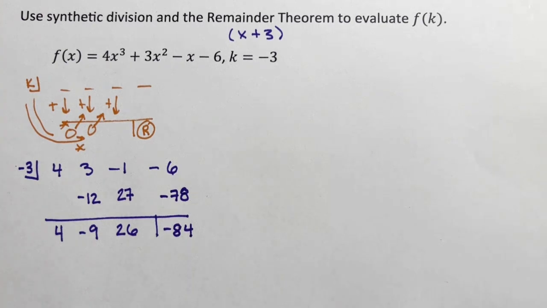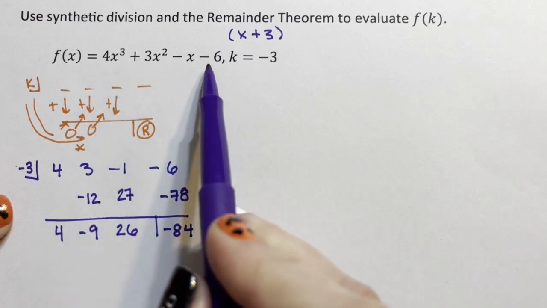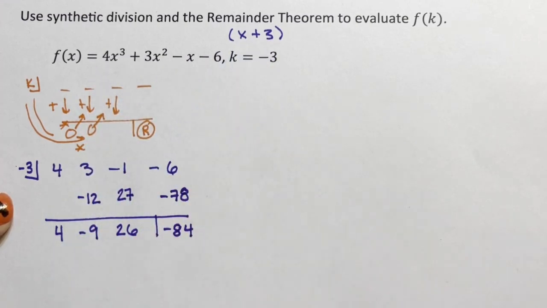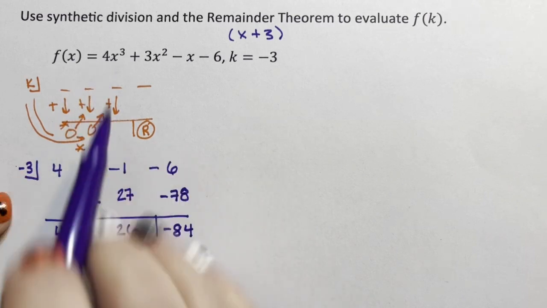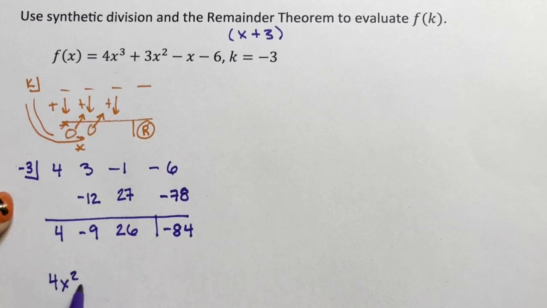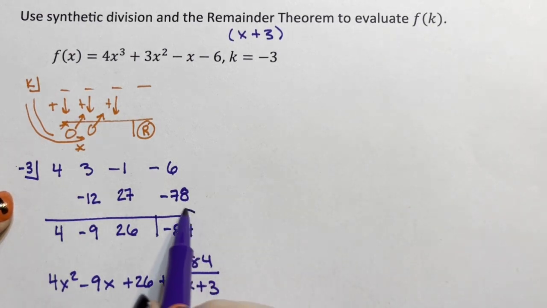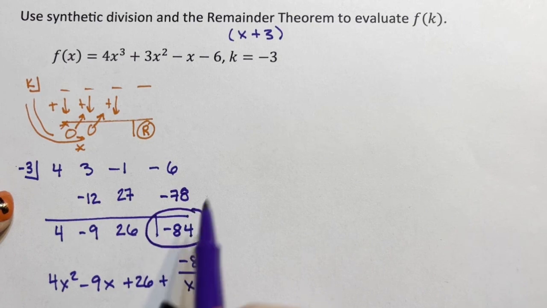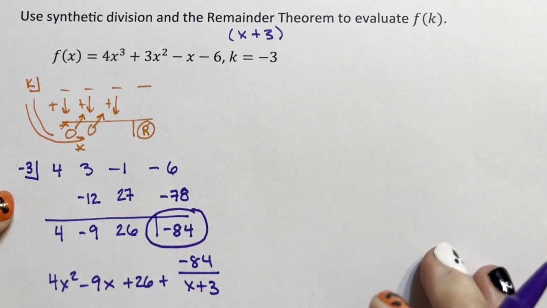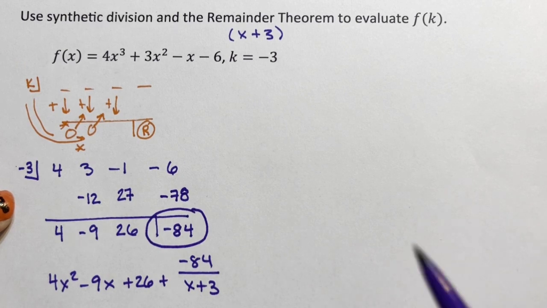So if it has been a while since you've seen synthetic division, what this all means is if I did divide this polynomial by x plus 3, my resulting solution would be, since this is a cubic, 4x squared minus 9x plus 26 plus, this is my remainder, -84 over x plus 3, if I was asked to just divide. But what I'm asking about is the remainder. So this is kind of extra credit. What we're really looking at is this remainder and checking if it is the same as putting -3 into this function. Okay, so let's check it out.